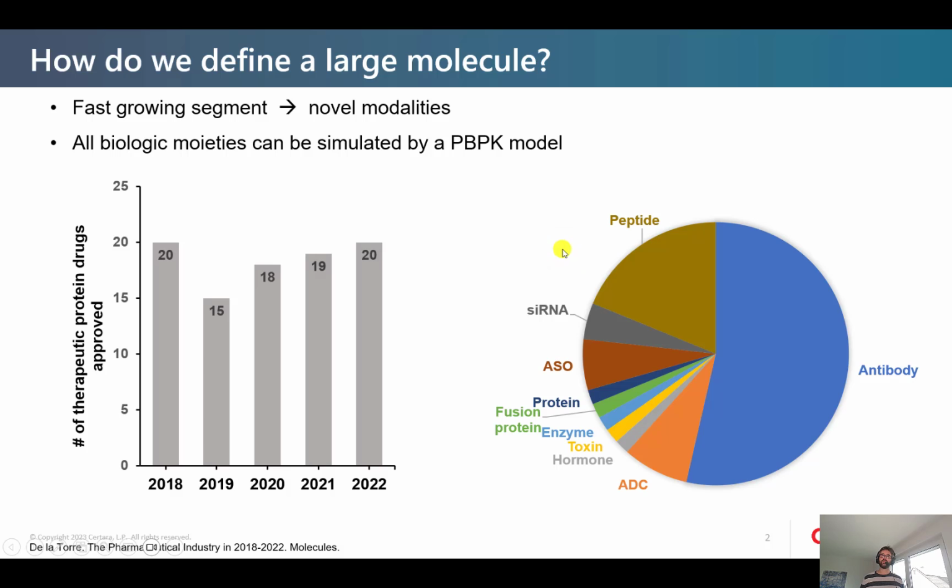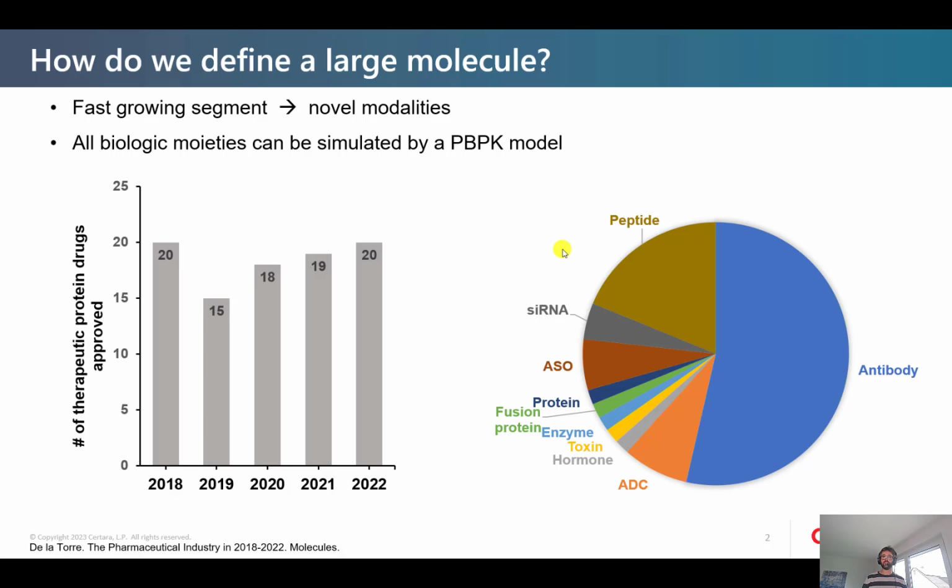As we can see in this pie chart on this slide, we have a diverse set of different large molecules. Monoclonal antibodies, shown here in blue, are the largest group and are by far the most prominent one. But we have also bispecific antibodies. We have antibody-drug conjugates, in short ADCs, and we also have other proteins, peptides and enzymes, all of which can be simulated in the large molecule facility in Simcyp.